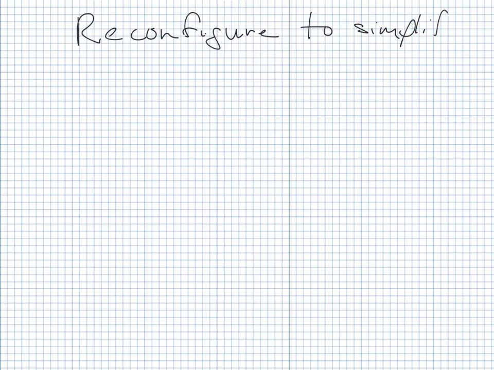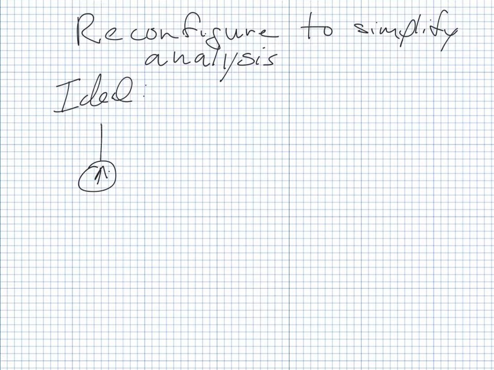All right. So we want to reconfigure. Really, it's to simplify the analysis. And even at that, it's still going to be complex enough that we're going to want to make some assumptions. So what we have here is really an ideal state. We're still going to have the power source, and it's still going to have a resistance associated with that. So that's all the same.